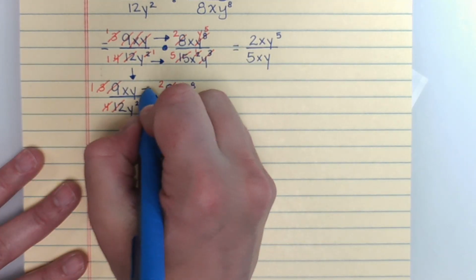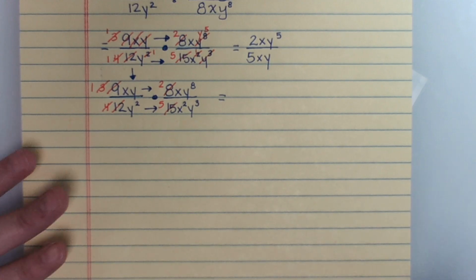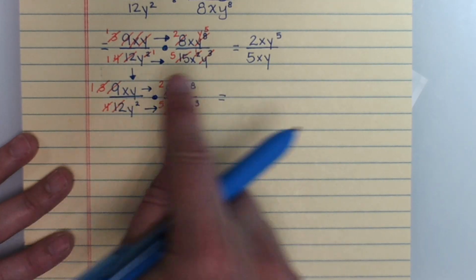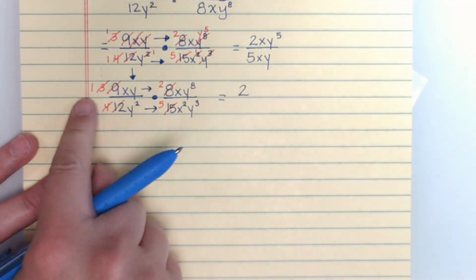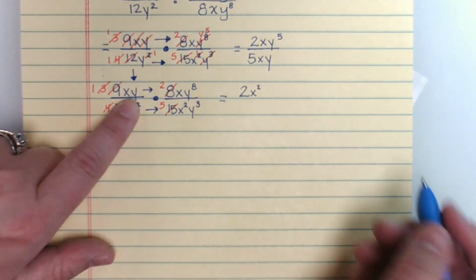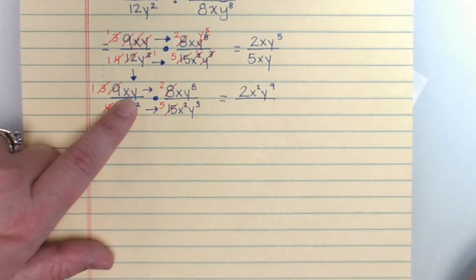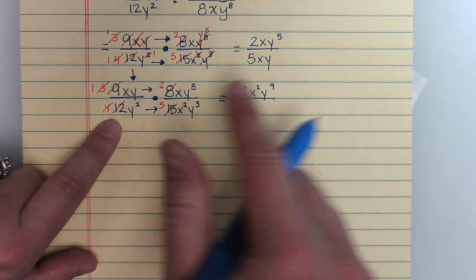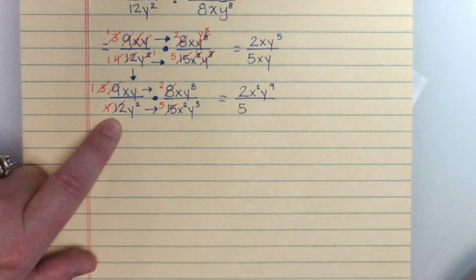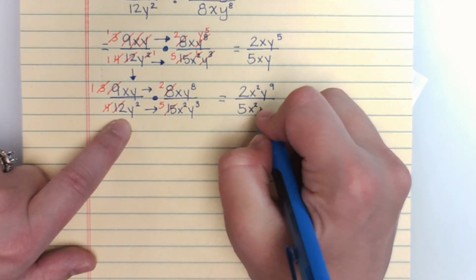And then I would have just multiplied straight across because there's so many variables and it's easier to not have to cross them off multiple times. I would have gotten 2. X times x is x squared. Y times y to the 8th is y to the 9th. Remember, when multiplying, you add the exponents. On the bottom, I would have had the 5. I would have had an x squared, and I would have had y to the 5th.